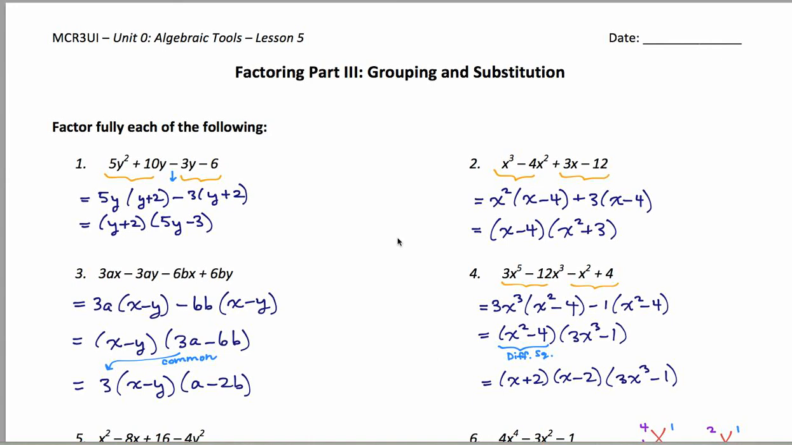Hi, and welcome to Lesson 5 in Unit 0, Algebraic Tools for the Grade 11 University Functions. We are looking today at factoring Part 3, grouping and substitution.